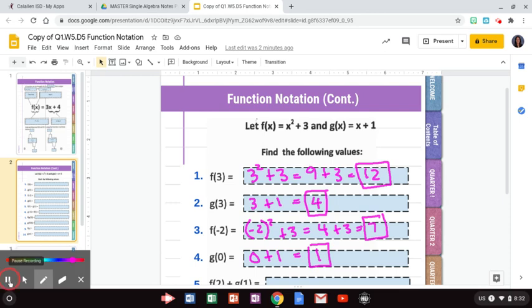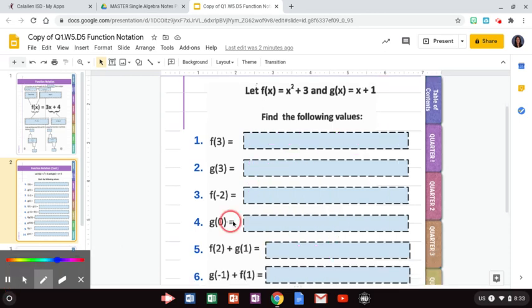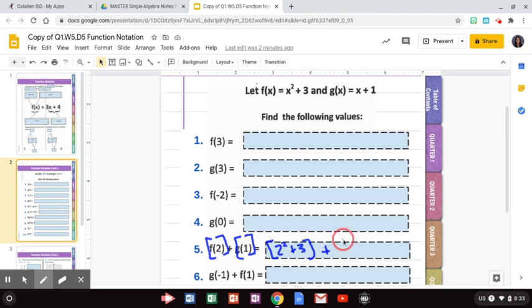Problem 5 says to find F of 2 plus G of 1. So we're going to have to do each one separately. I have to figure out what is F of 2 and then what is G of 1, and then I can add them together. So I'm going to start with F of 2. I used a bracket because I'm going to do F of 2 first. So 2 squared plus 3. Plus we have G of 1. That's a separate one. So we're going to do 1 plus 1.